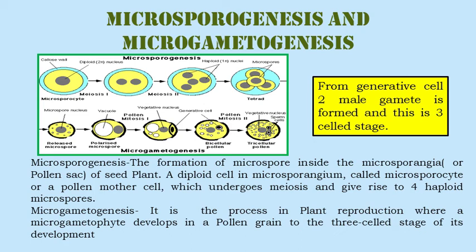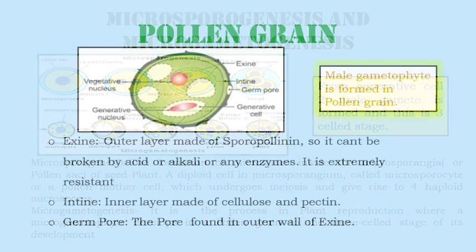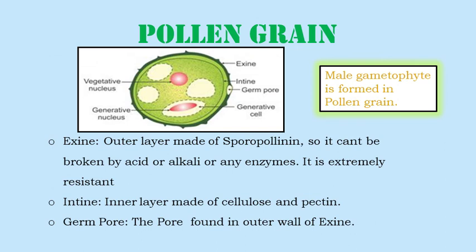Two cells will be formed, but inside one cell another cell keeps floating. They will not separate. Okay, so what happened, the big cell is known as the vegetative cell and the smaller cell is known as the generative cell. The vegetative cell is basically useless, but the generative cell is used further in gamete formation. Okay, gamete formation happens from it. So this is the structure of pollen grain.